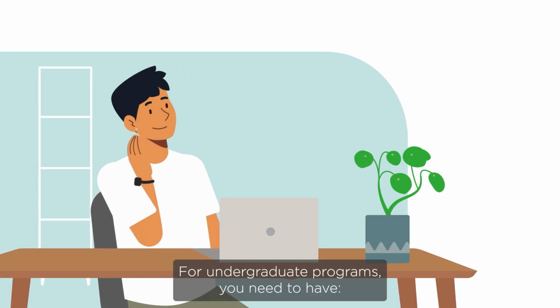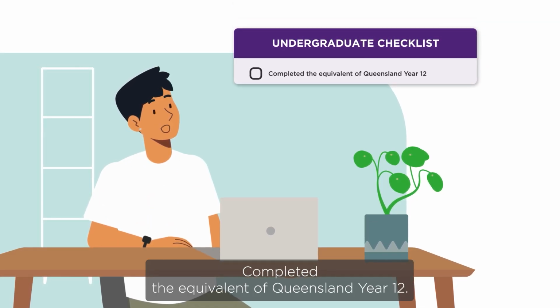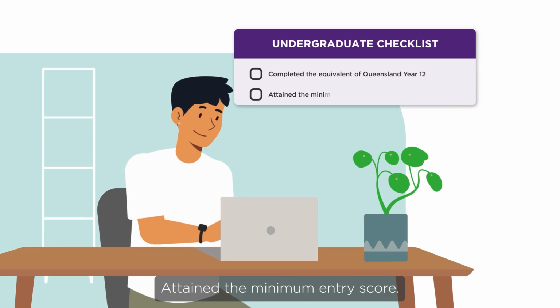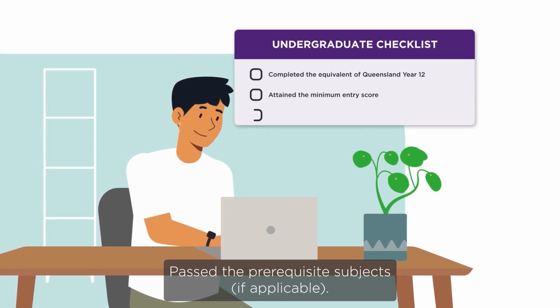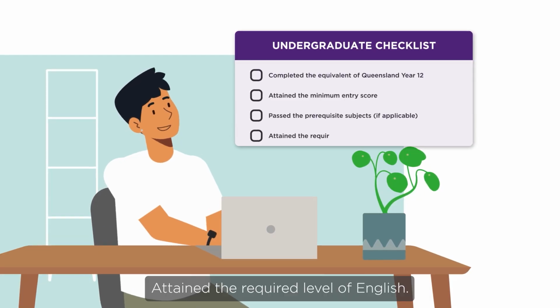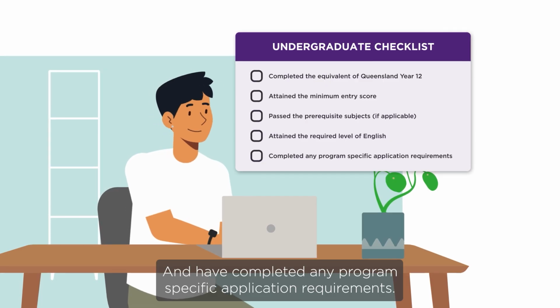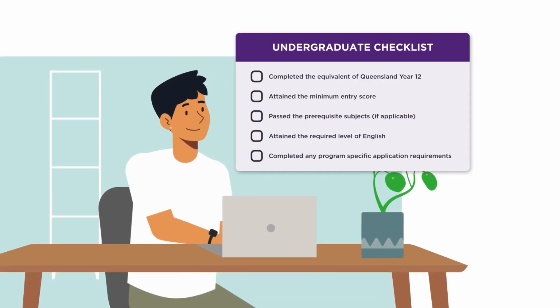For undergraduate programs, you need to have completed the equivalent of Queensland Year 12, attained the minimum entry score, passed the prerequisite subjects if applicable, attained the required level of English, and have completed any program-specific application requirements.